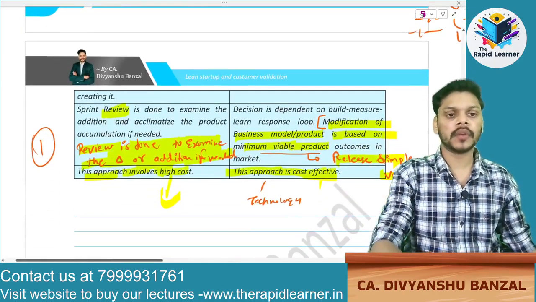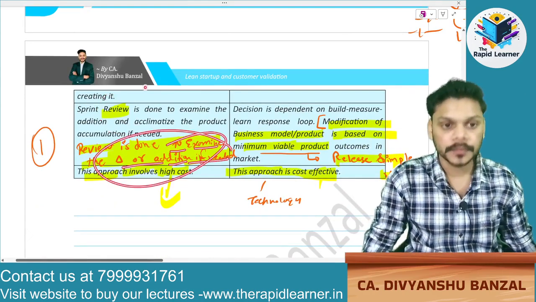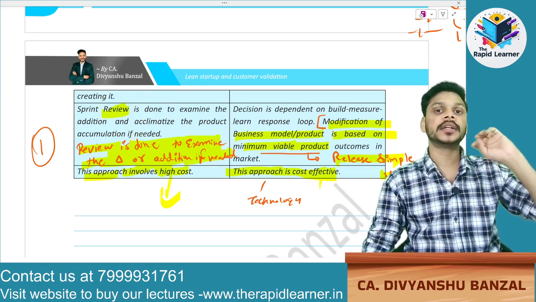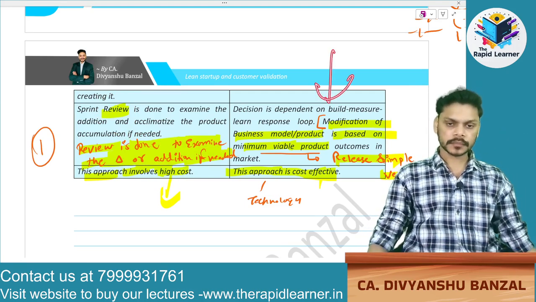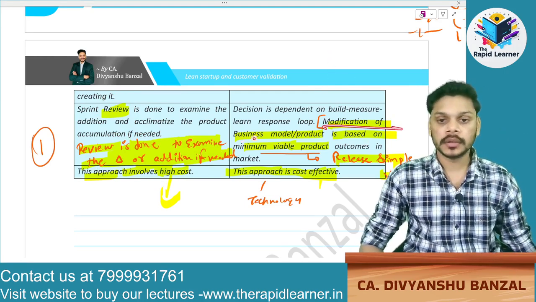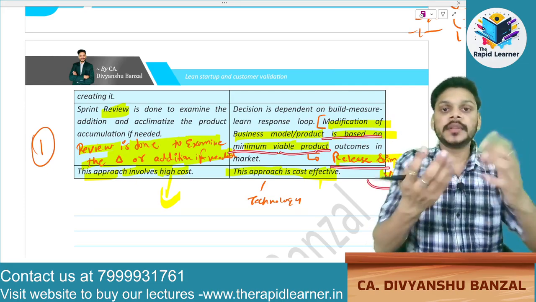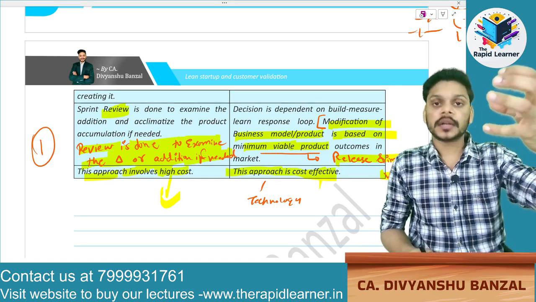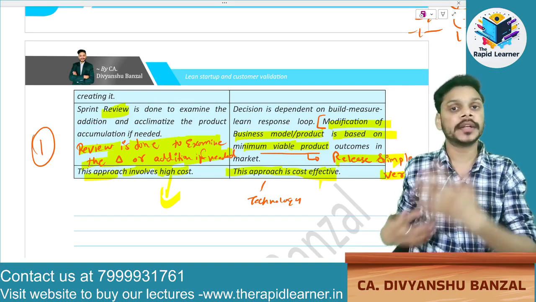Simple. Okay. Now fourth one is review is done to examine the change or addition needed. Means in traditional approach, we will review the product quality or any features when there is a change in something. But in lean approach, modification of business model is based on the minimum viable product. Means firstly we will release the model or prototype, or sample, then we will get the customer's feedback or suggestions or recommendations, then we will change our product's quality, quantity or any other thing.